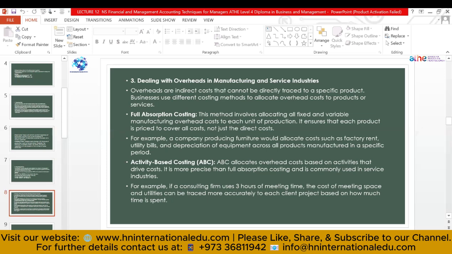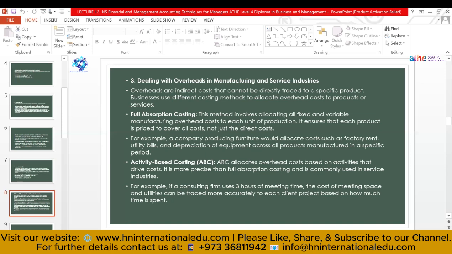Whereas activity-based costing, ABC, allocates overhead cost based on the activities that drive the cost. Those events, those things which create the cost, we are going to calculate that in the ABC. It is more precise than full absorption costing and is commonly used in service industries where we are providing different sorts of services to the consumers, to the government, and so on.